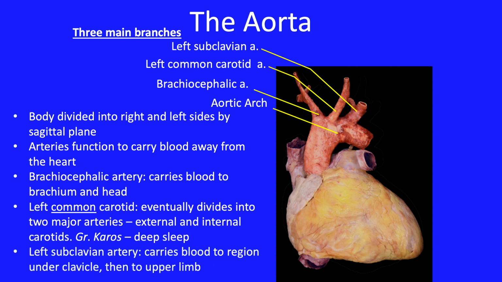Finally, we get to the subclavian. This one's obvious. The subclavian artery carries blood to the upper limb by first going just under the clavicle. Clearly, we use anatomy in a straightforward way to label structures based on their location and function.